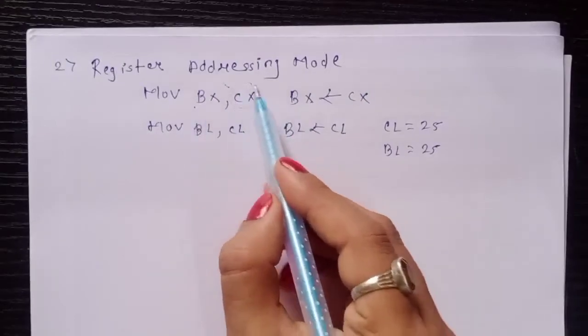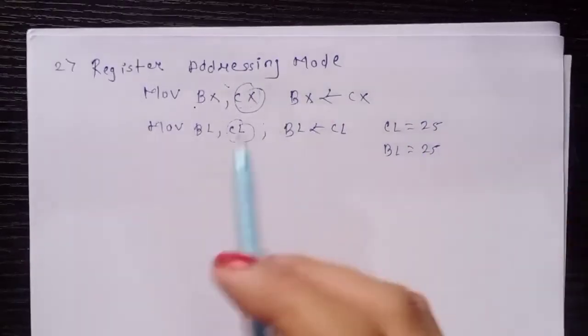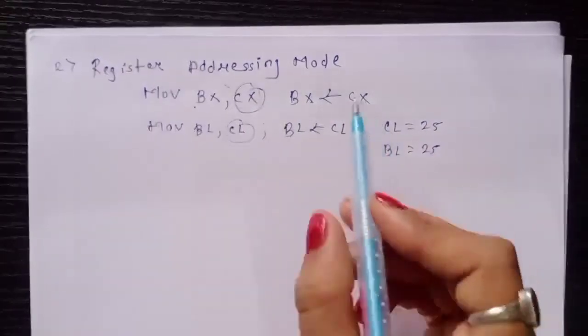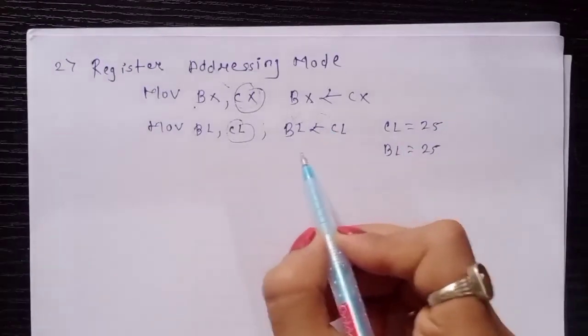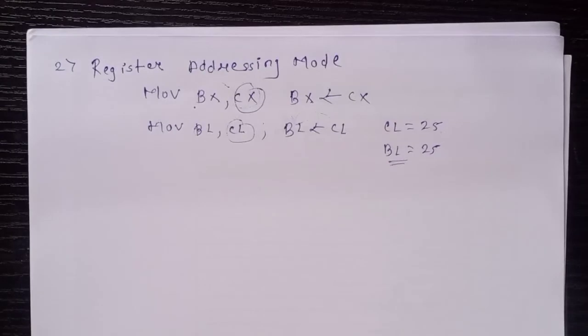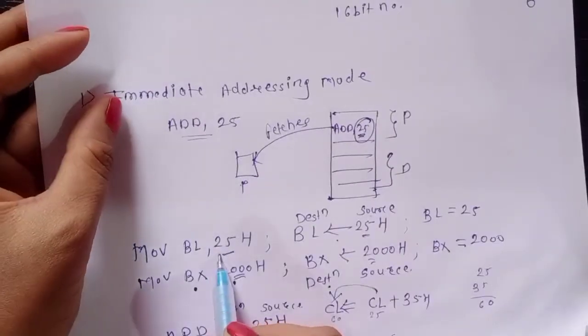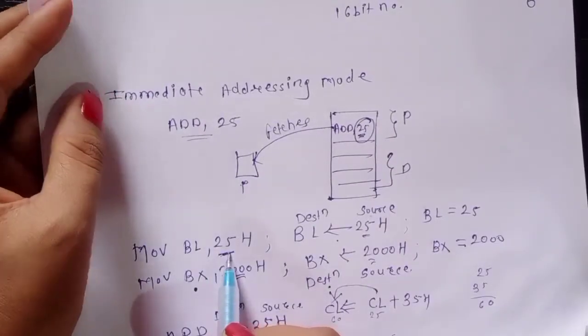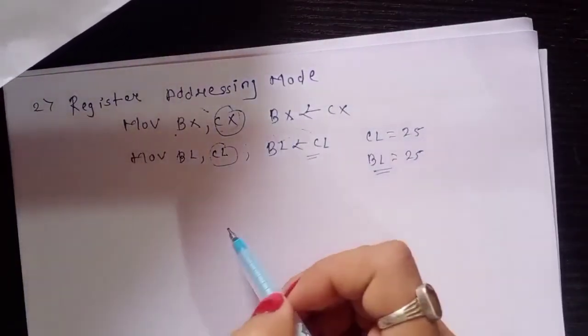Data is present inside the registers, and now we are moving data from one register to another register. So if CL was 25, BL will get 25. Now your BL will become 25. Now what's the difference? Here in the previous example, data is given in the instruction, and here data is coming from the register.